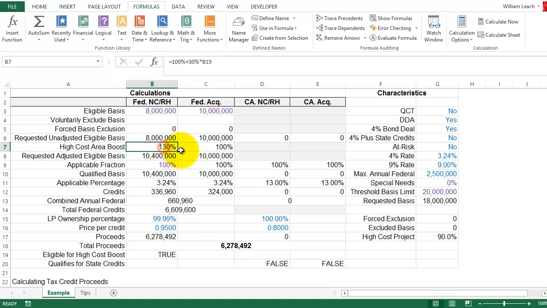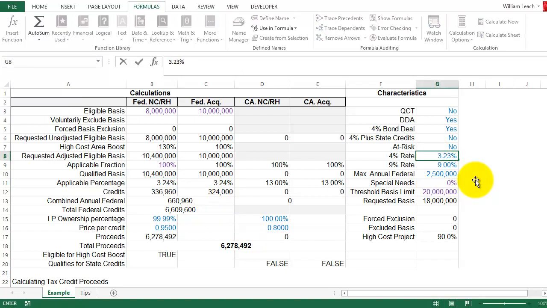But notice, even though we're in a DDA, even though we're eligible for the high cost boost, it's only going to turn into the boost in the federal column. So our 8 million gets boosted to 10, but here our 10 million stays the same at 10. Okay, because 100% of our project is affordable, we get to keep our 100% applicable fraction, and we're going to retain those credits. And then let's say the applicable percentage this month is 3.24. Or actually, no, let's say that it changed. Now it's 3.23 this month. Okay, we'll change the factor.